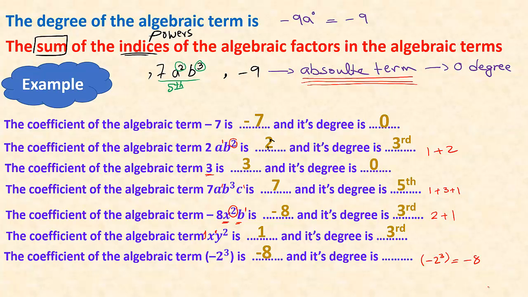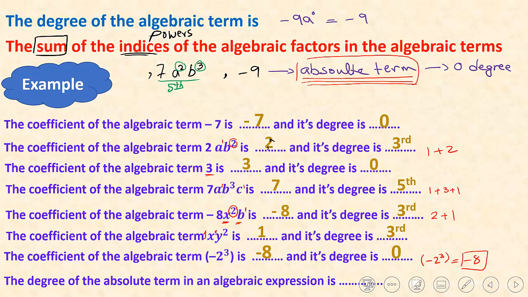No, it's not of the 3rd degree, because we said that it is the sum of powers of the algebraic factors, and I don't have here any algebraic factors. The algebraic term here is negative 8, which is only a numerical factor. I don't have any algebraic factor, so again it's an absolute term, and the degree of any absolute term is 0.